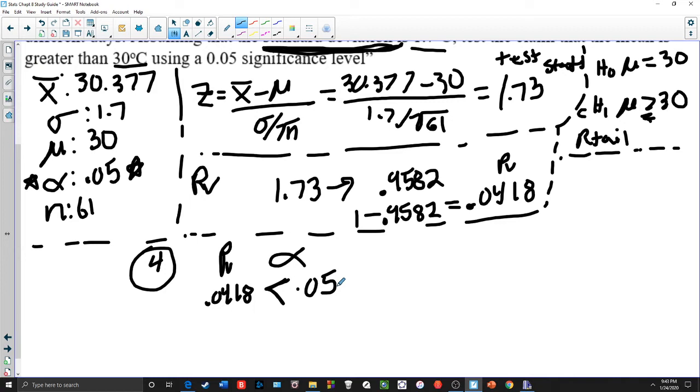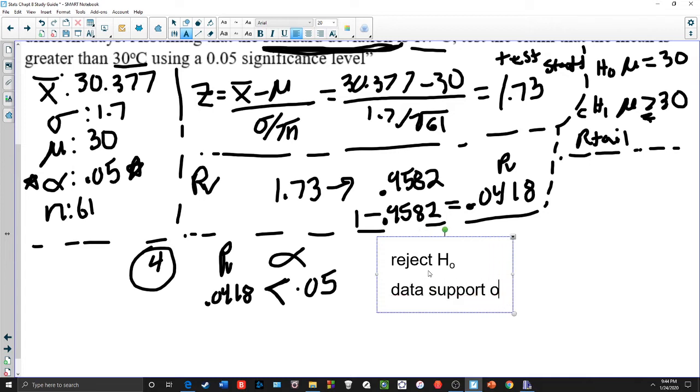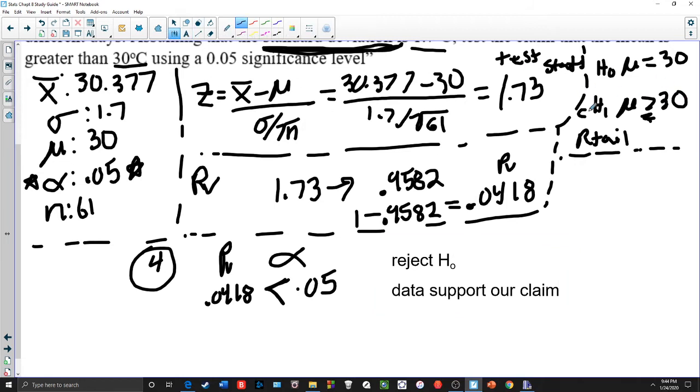Okay, so if that's the case and the p-value is very small, that means that we are going to reject H0. And since we rejected H0, the data is going to support our claim, because our claim, remember, was H1. So the data rejected H0, it supported H1, therefore we reject H0 and support our claim.